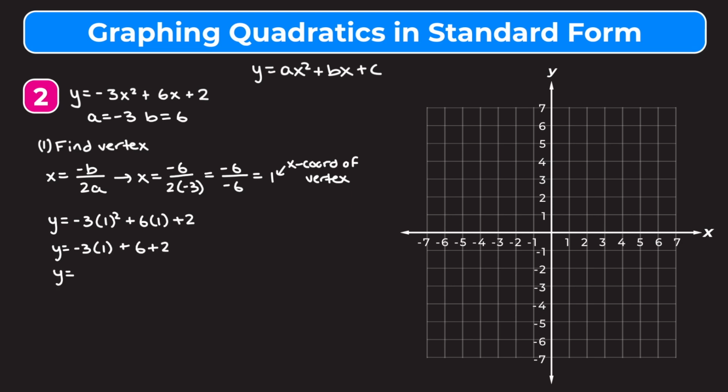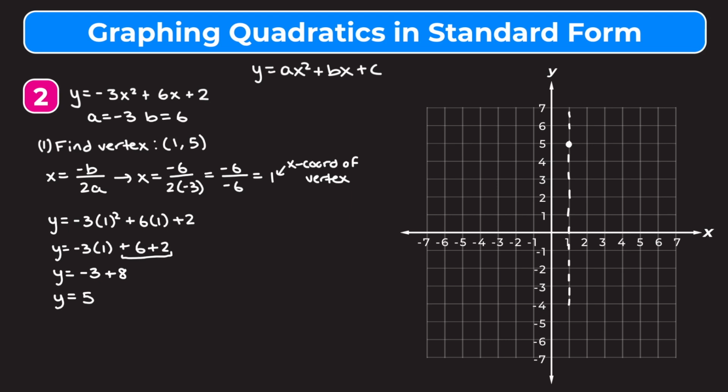And now we're going to multiply negative 3 times 1 to get negative 3. I'm going to combine positive 6 and positive 2 together to get a positive 8. So we have negative 3 plus 8, which gives us positive 5. So we get that our vertex is the point 1, 5. Now I'm going to go ahead and plot that on our graph. So we have 1, 5, and I'm going to draw our axis of symmetry as a dotted line right here.